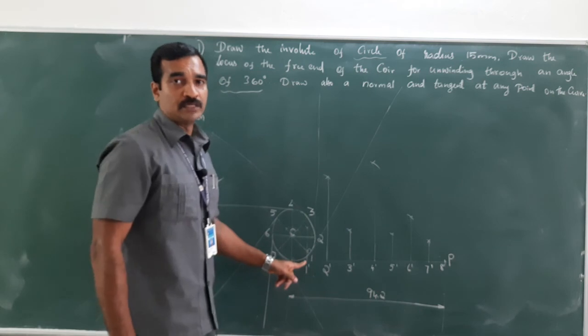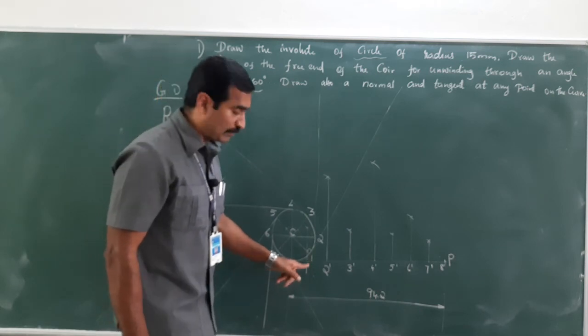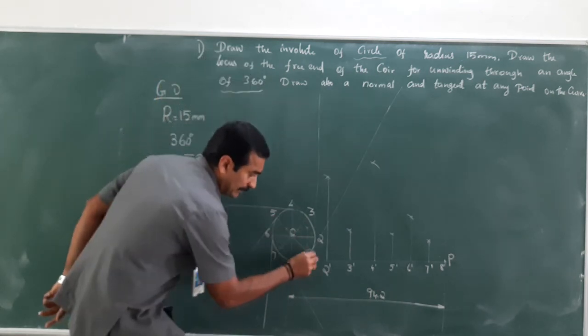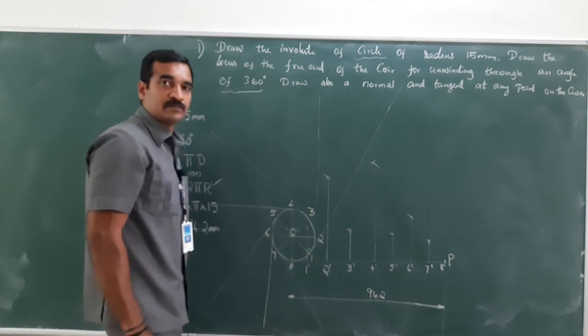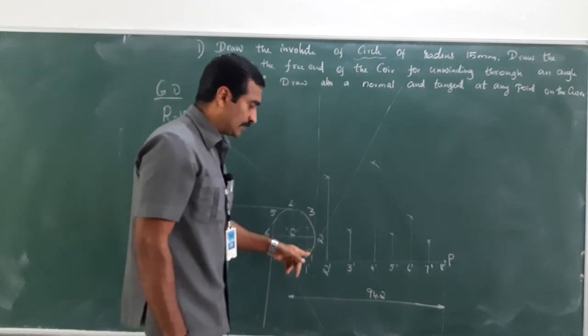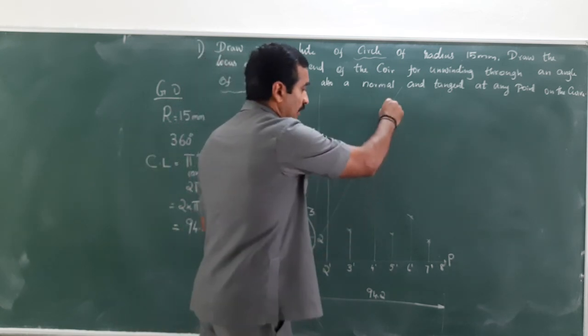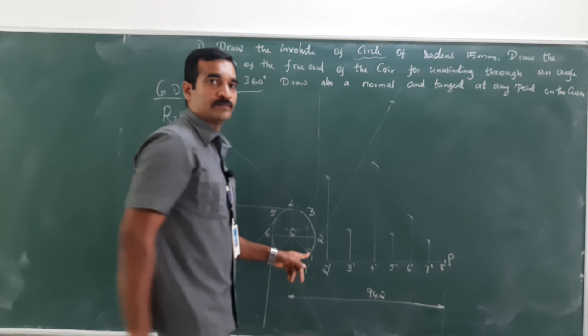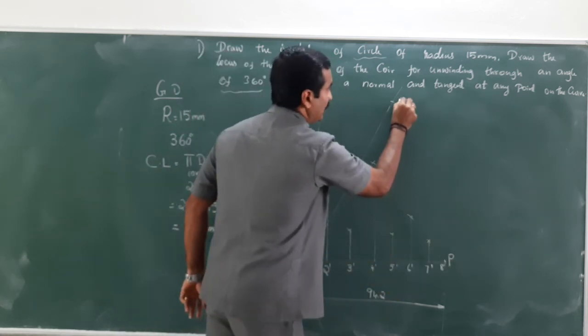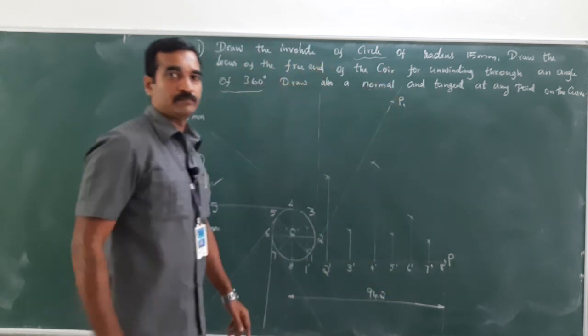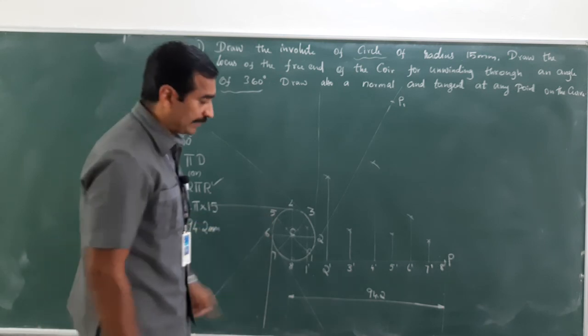Measure in your compass from 1 to P. From where have I taken the measurement? From 1 dash. Now keep your compass leg at 1 on the circle and cut an arc. If this is P, this could be P1. Same procedure needs to be repeated.